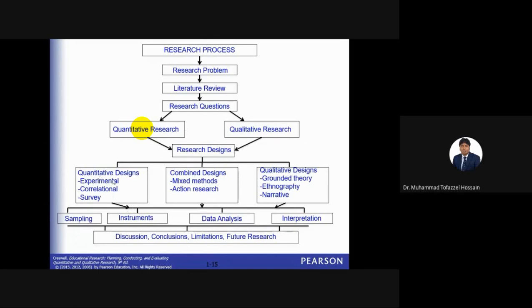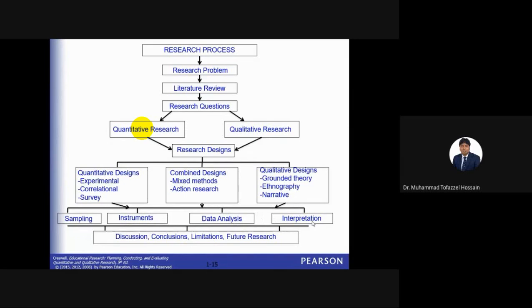And then also according to your research design, like instruments, you have to select sampling. It means you have to select your sample, meaning participants. Then you have to also mention your data analysis. So sampling and instruments are for data collection. And after that, when you collect the data, what you have to do? You have to analyze the data. It means after that, you have to do the data analysis, and then interpretation.